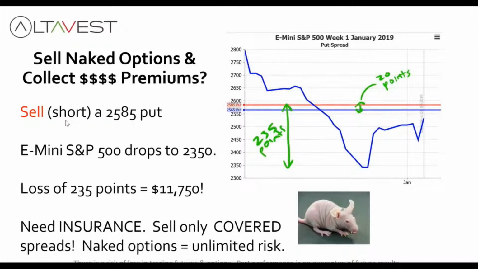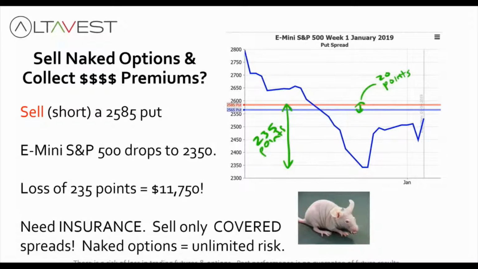I'll just grab the highlighter. If you had bought the 25.65 put at the same time, and the market just dropped and you did nothing, your risk would be the difference between the strikes minus the premium you received, and of course you have to add your commissions in. I think 20 points compared to 235 points is much more palatable. But even so, just sitting on a trade and watching the market go through it isn't a wise move either. We're going to talk about how we can avoid that.